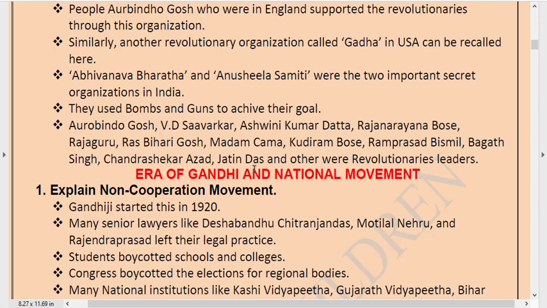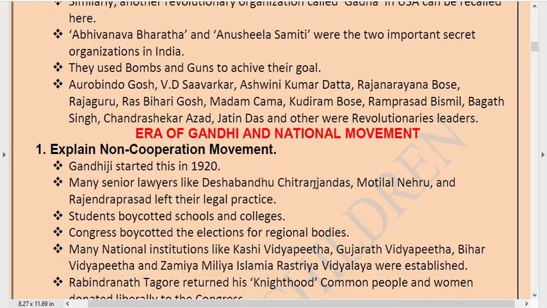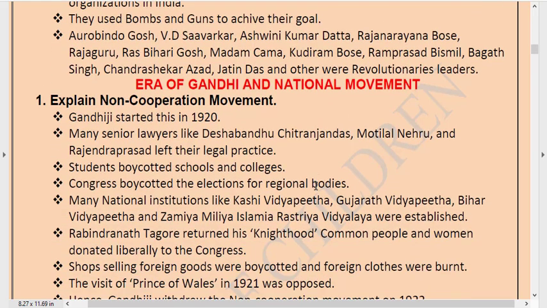Aurobindo Ghosh, V.D. Savarkar, Ashwini Kumar Datta, Rajanarayana Bose, Rajguru, Rash Behari Bose, Madam Cama, Khudiram Bose, Ram Prasad Bismil, Bhagat Singh, Chandrasekhar Azad, Jatin Das and others were revolutionary leaders. So this is about that. Let's move on to the next lesson.